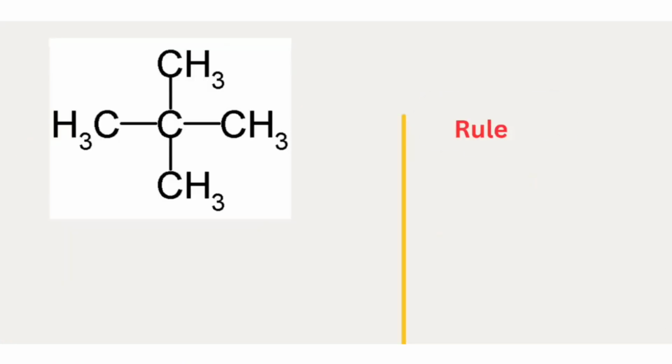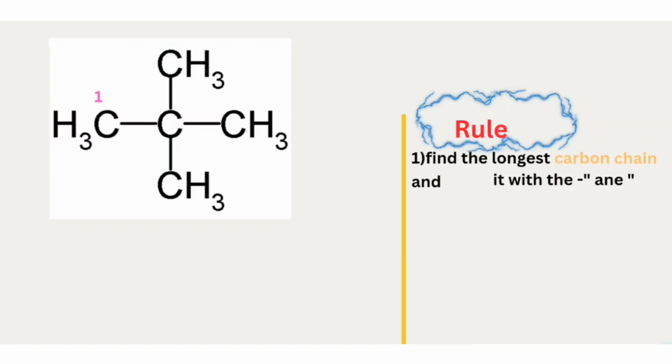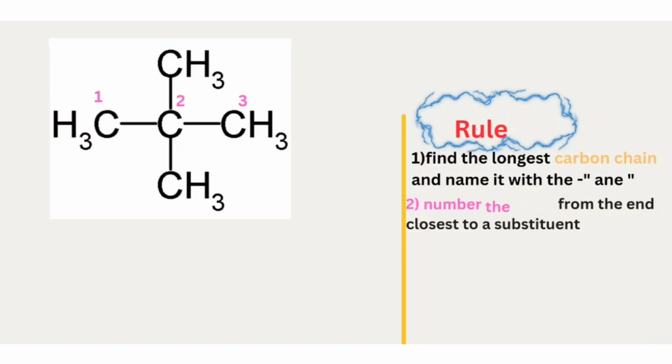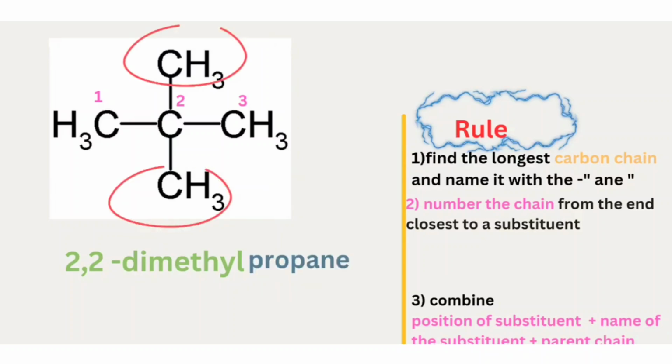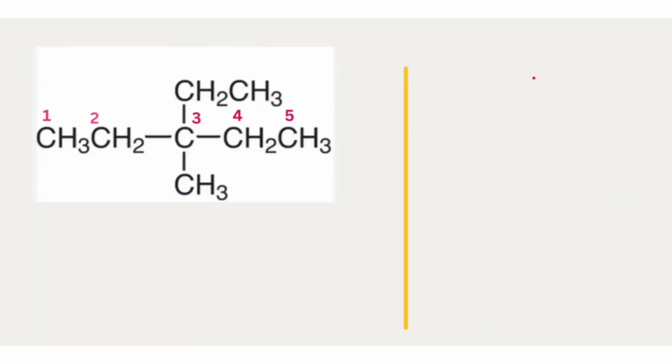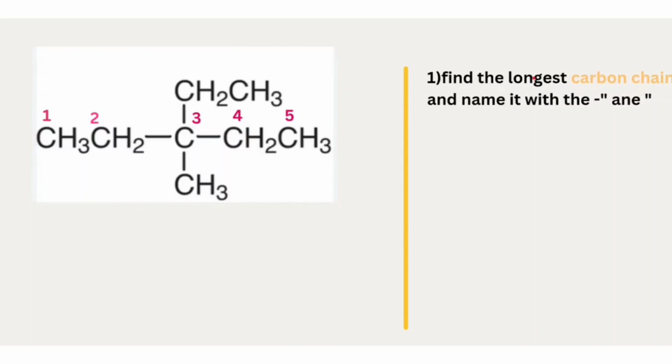Next one, first of all identify the longest parent chain. So 3 carbons are there, so propane is the parent chain. Then how many substituents are there? There are 2 substituents identical to each other. The 2nd position. So we name it as 2,2-dimethyl. Di means 2. Then the parent chain is propane. So the name of this hydrocarbon is 2,2-dimethylpropane.